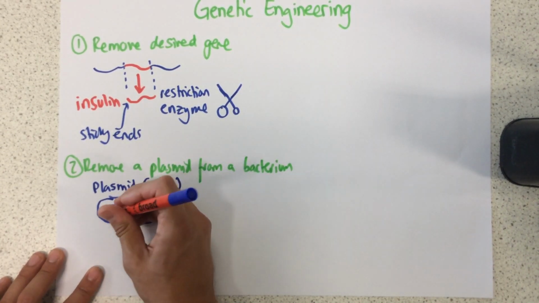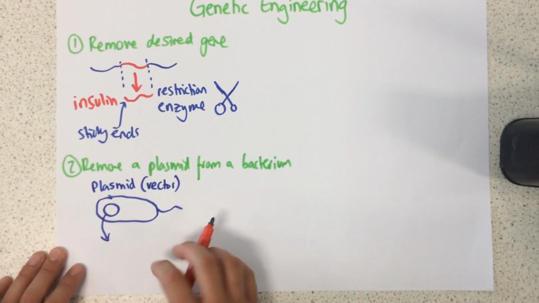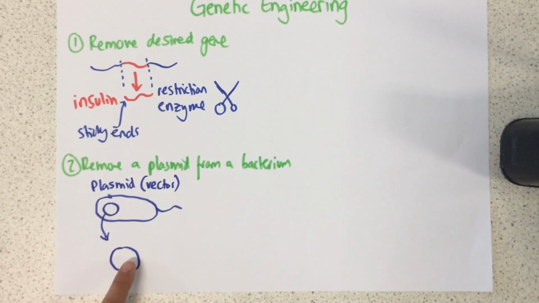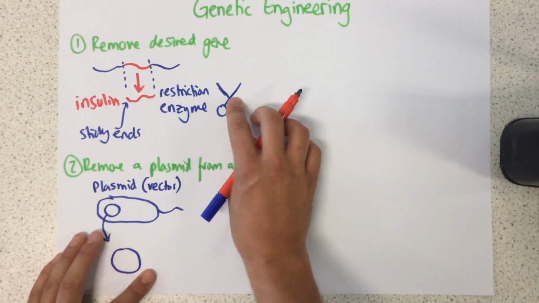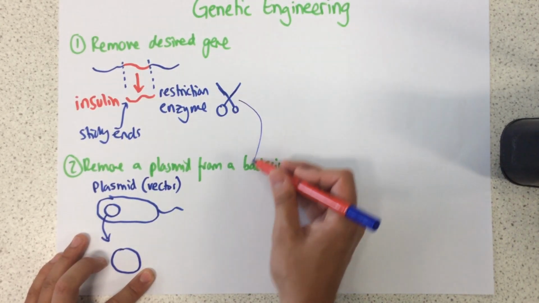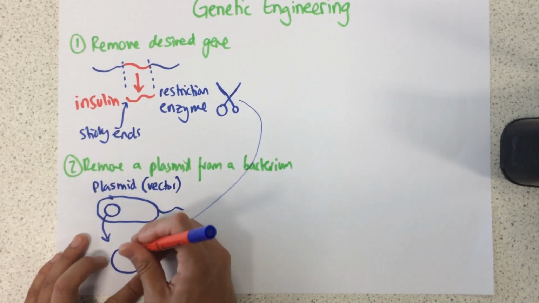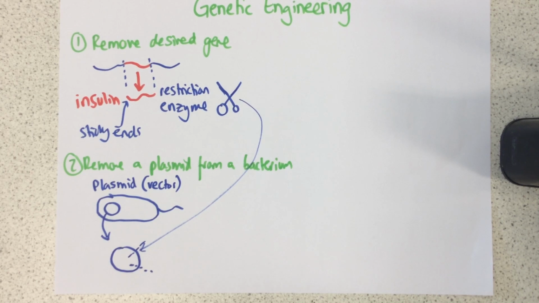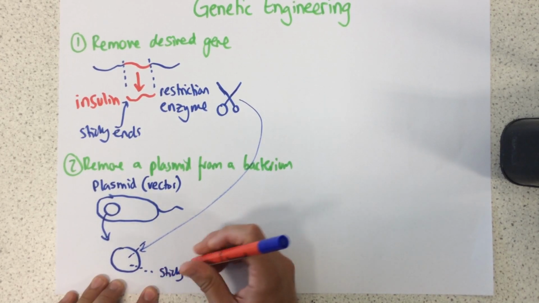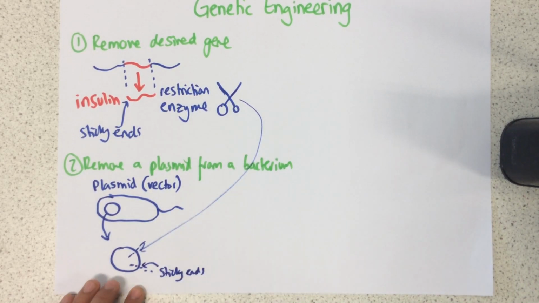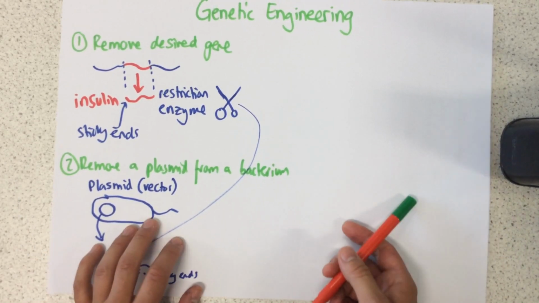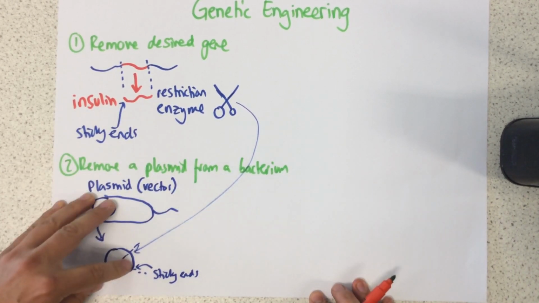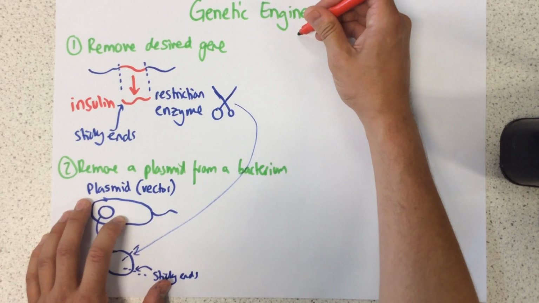So again using enzymes, we remove the plasmid, and here's the plasmid right here. What we do is we use the same restriction enzyme from before, in order to cut a section out of this plasmid. Okay? Again, we've created some sticky ends. Now, the next step is we want to get this insulin gene that we want and put it into our plasmid. We'll find out why in a minute.